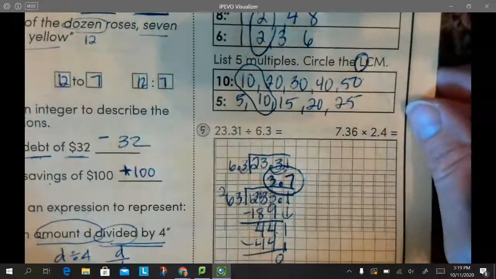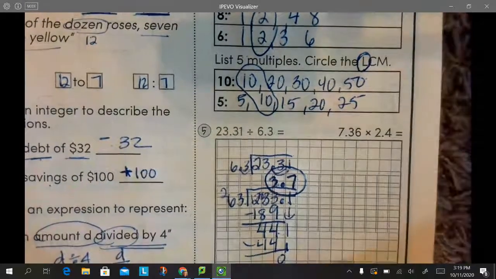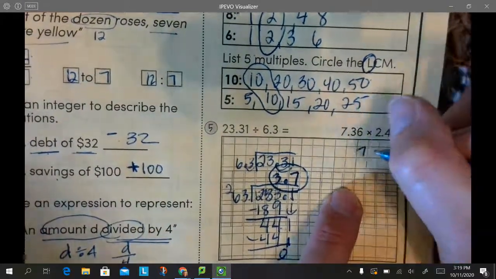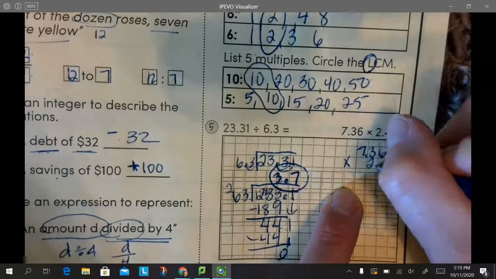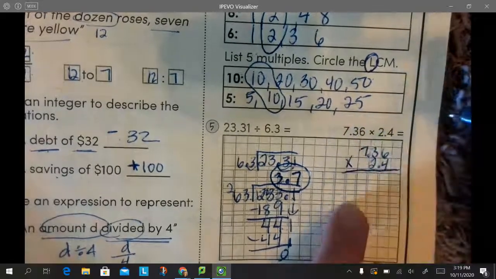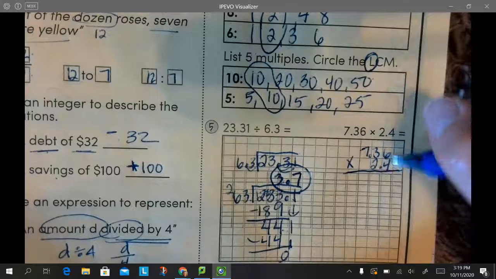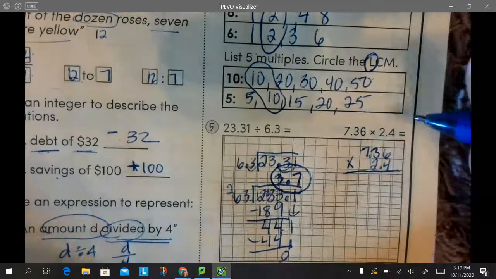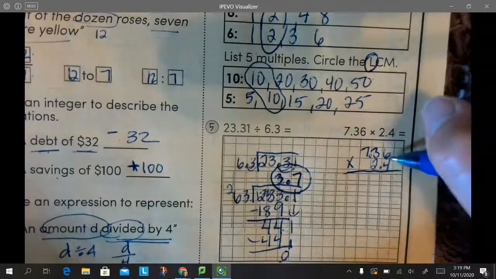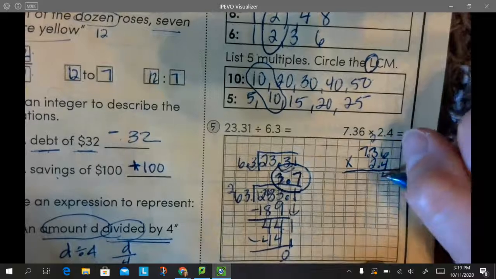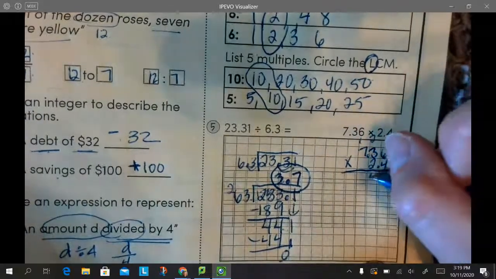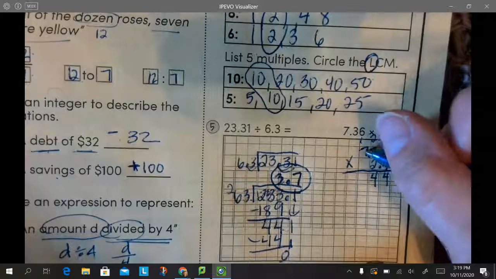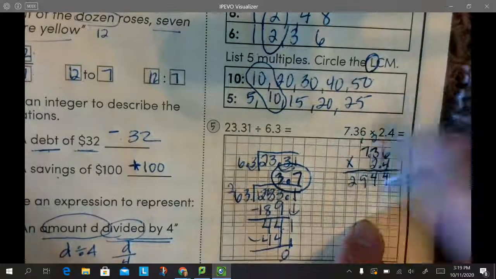All right, next one. 7.36 times 2.4. So just write it down. 7.36 times 2.4. Okay, and just multiply it out like you would normally, and don't even worry about these decimal points yet. Okay. So you want to start down here. 4 times 6 is 24. 4 times 3 is 12, 13, 14. 4 times 7 is 28, plus 1 is 29.